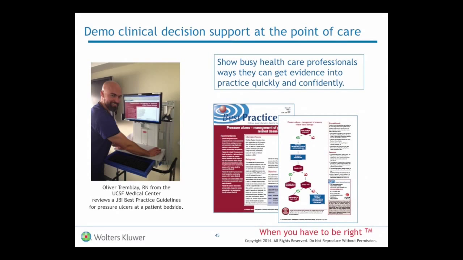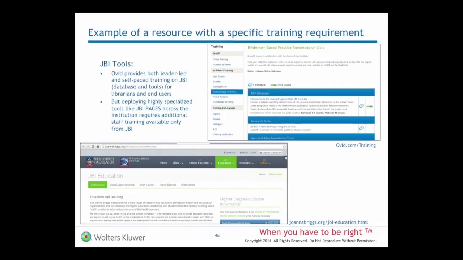This is an example of a clinical decision support tool at point of care. We have Oliver Tremblay, an RN, who's at a patient's bedside looking up the information through the JBI database, one of the best practice information sheets, and he's retrieved one of the algorithms that he's using at point of care with his patient. Some organizations have actually taken these algorithms and made them part of their everyday workflow in the patient's room or the nurse's stations, but these are all the tools and the support that the product gives them at the bedside.